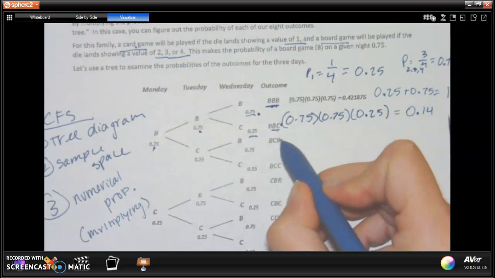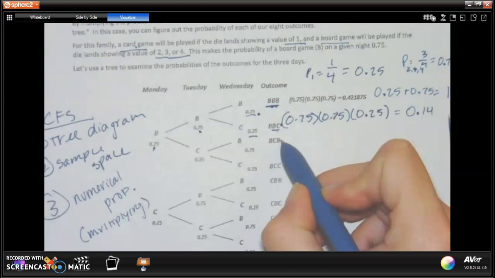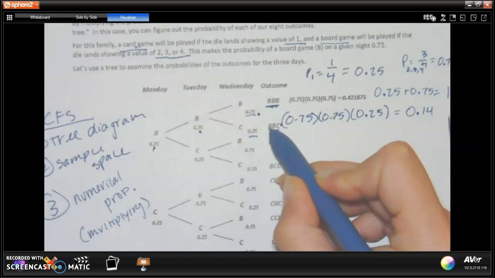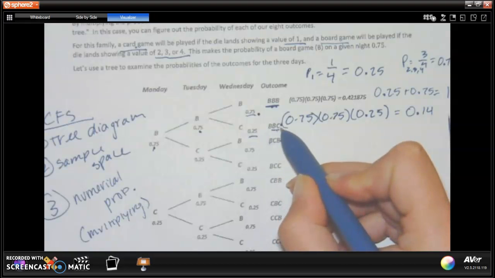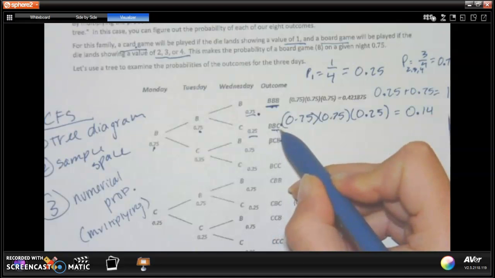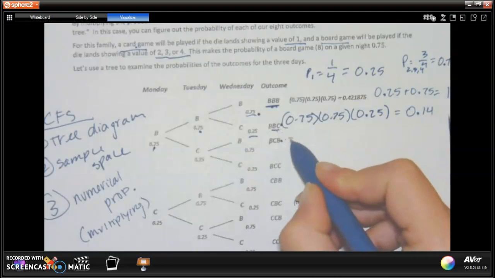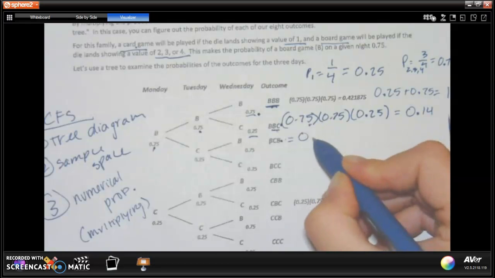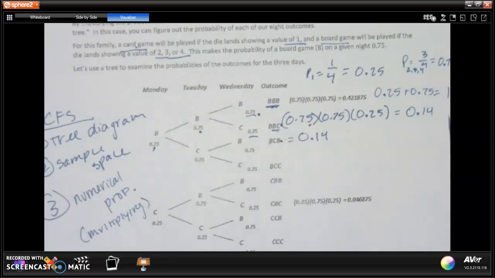Okay, now looking at the third outcome, I have BCB, board game, card game, board game. I noticed that I have the same number of B's in this outcome as I do in this outcome. And I have the same number of C's in this outcome as I do in the previous outcome. So that means that these probabilities are the same. It's the same probability as the previous outcome. I can just write that down, 0.14 right away.